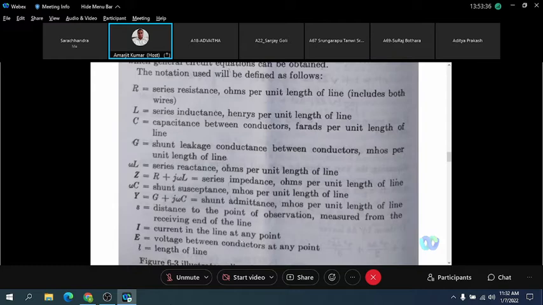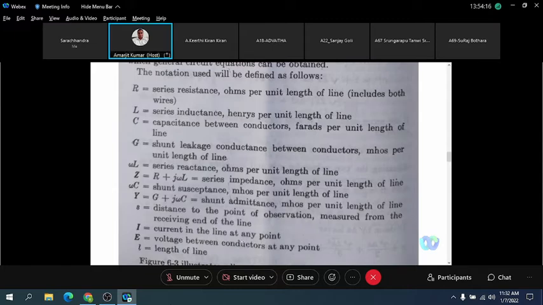series reactance per unit length of line, ohm per meter. And Z is equal to R plus j omega L, so that is the series impedance per unit length of the line. And omega C is the shunt susceptance per unit length of the transmission line. Y is defined as the shunt admittance, which is equal to G plus j omega C per unit length of the line.